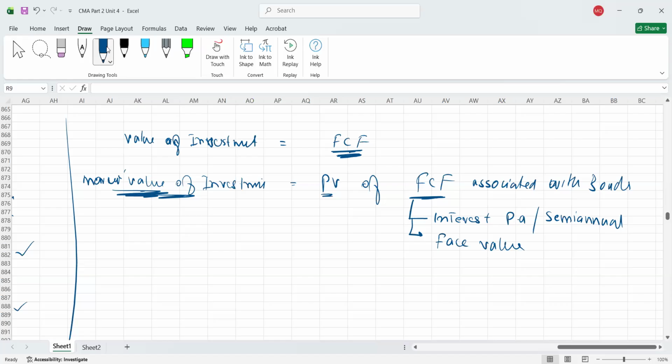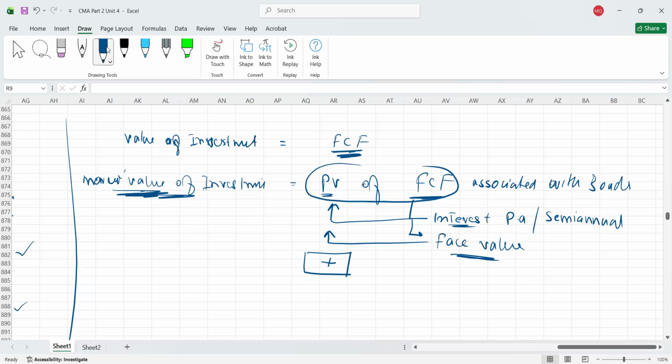Now if you think from the investor point of view, as an investor you are going to receive interest, and you are going to receive face value at the end of the maturity period. So now if I calculate the present value of interest and present value of face value, and add these two figures, this is going to be the present value of future cash flows. And this present value of future cash flows is going to be the market value of investment.